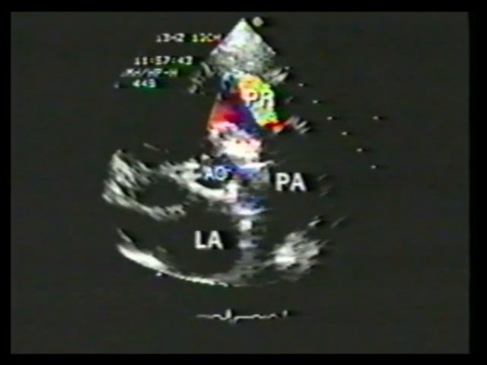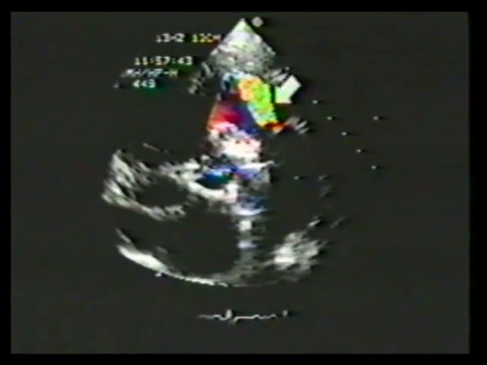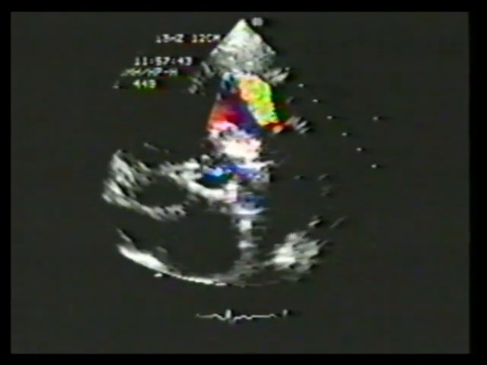Pulmonary regurgitation can be used to approximate the pulmonary artery diastolic pressure. This pulmonary regurgitation color jet is from a 52-year-old patient with severe pulmonary hypertension. The marked degree of color mixing is due to the high velocity of the regurgitant jet. He also has mild aortic regurgitation.